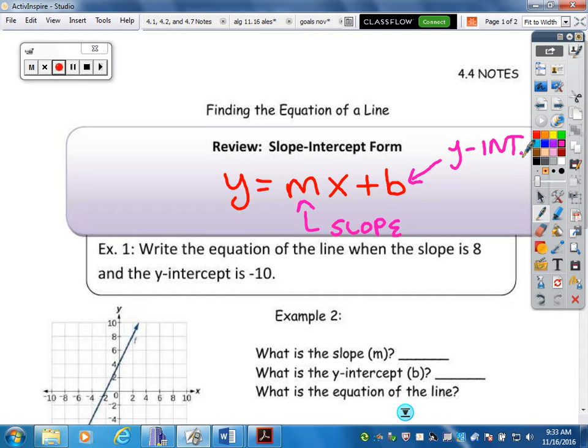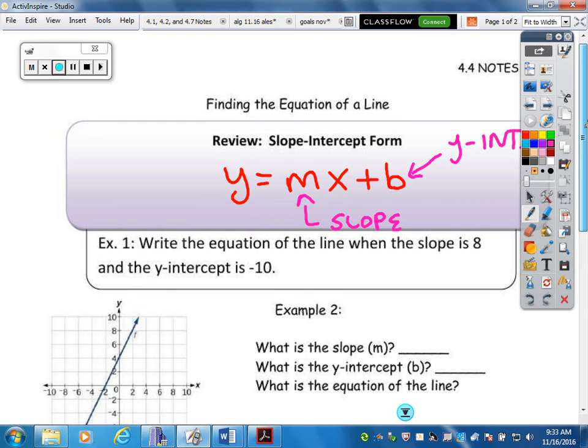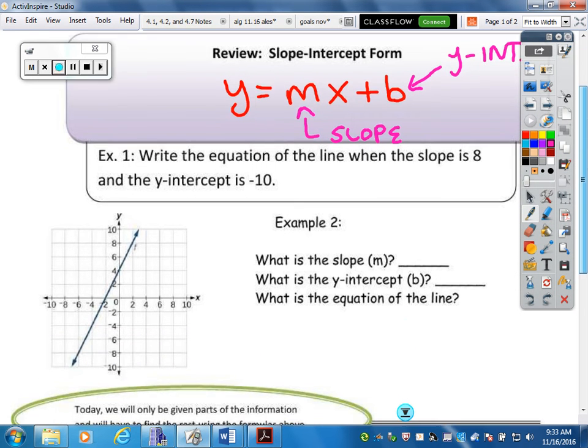Now up until now, generally when we've asked you to write the equation of a line, we've given you the slope and the y-intercept. But today we're going to find a different way to write the equation of a line given different pieces of information. So let's look at our first example.